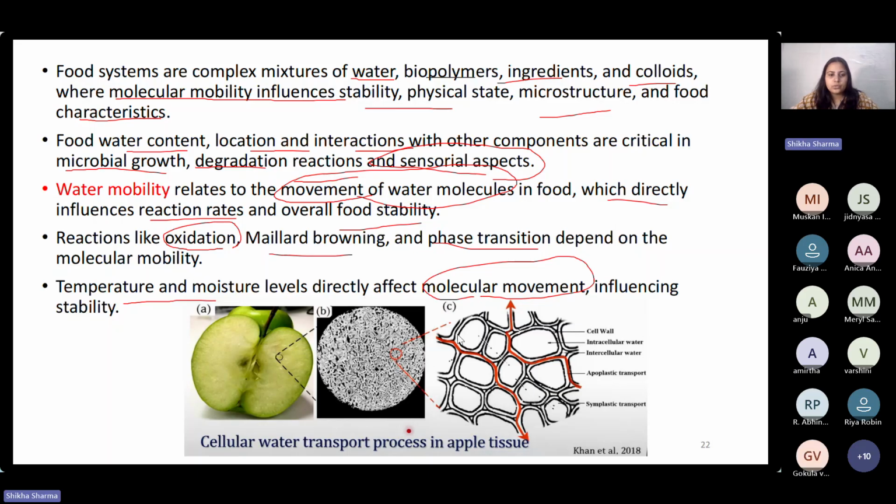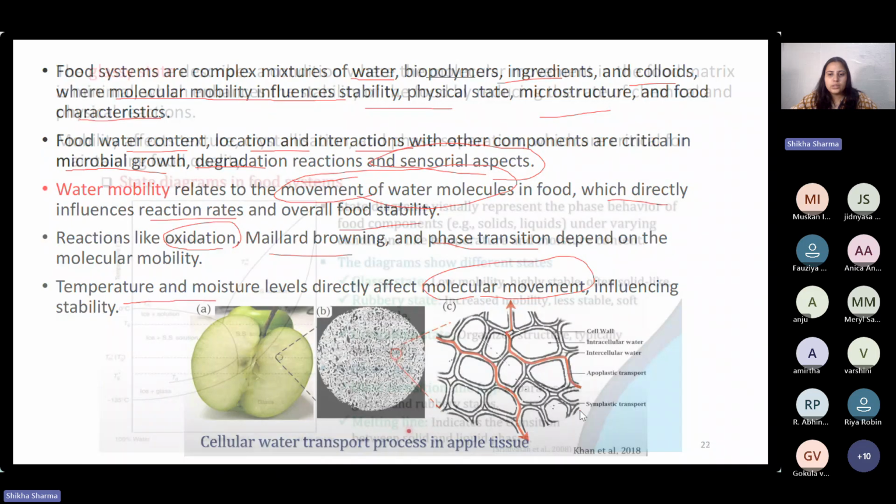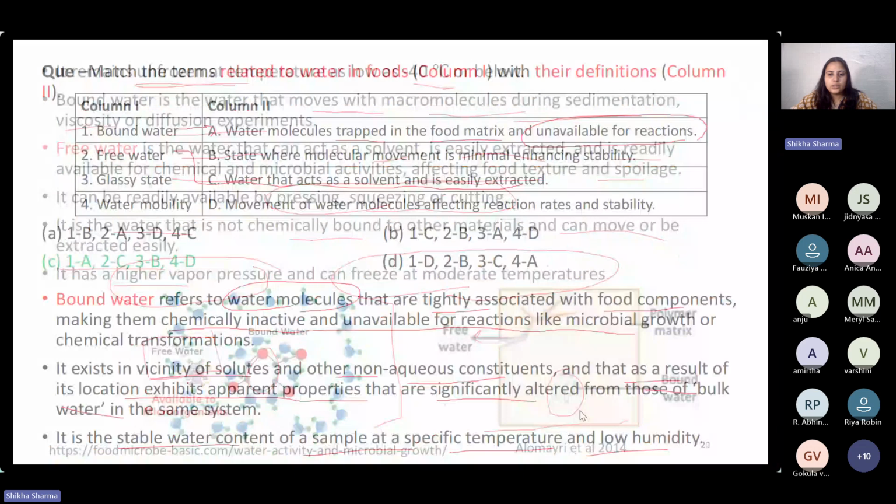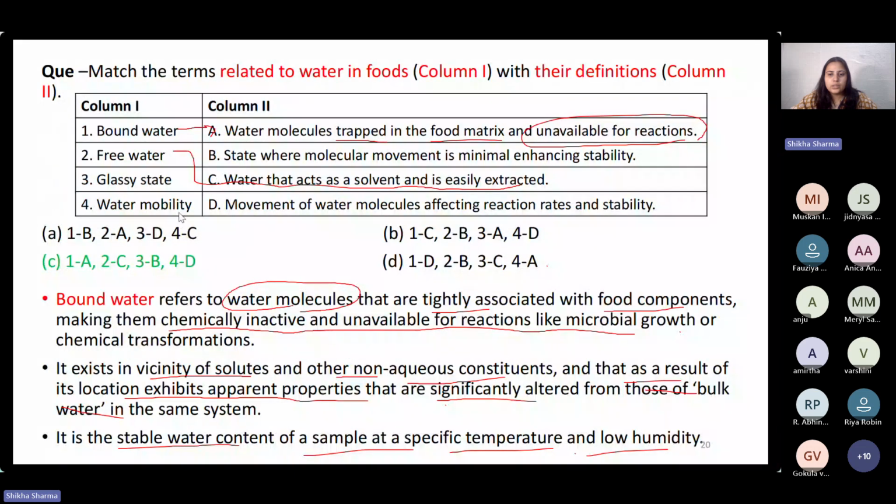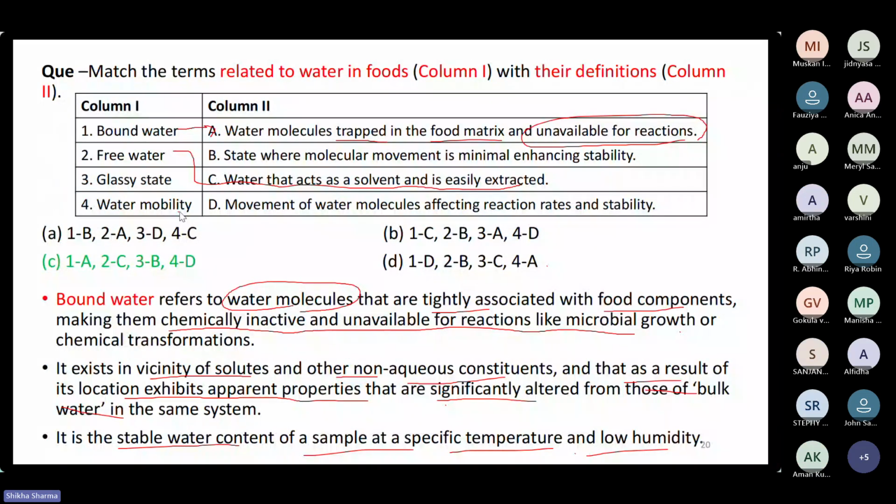So if we see here, this is a cell wall and there is a little bit of space. So water basically moves across this, the transport in the tissues, the apple tissues shown in the figure. So here if we see water mobility, it is related to the movement of the water molecule affecting the reaction rates and the stability.